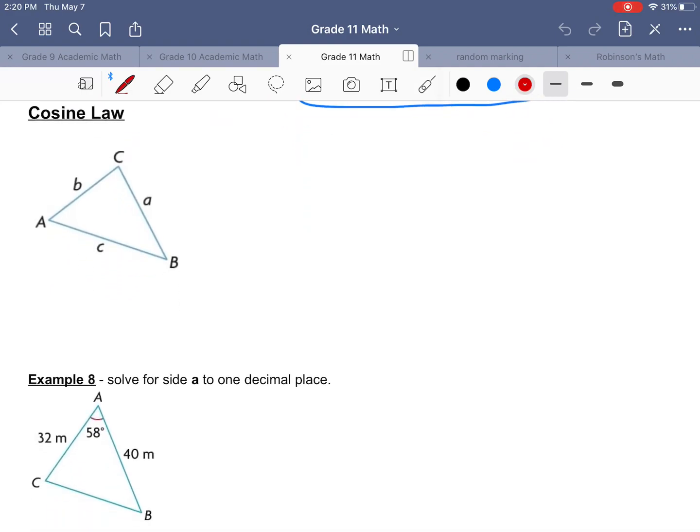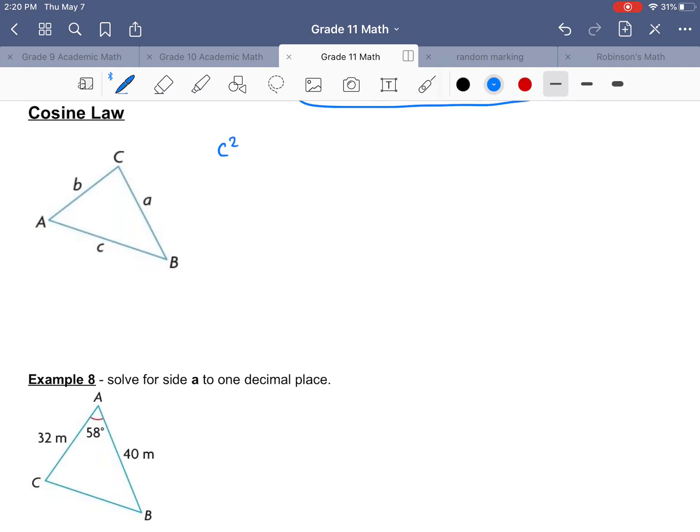The cosine law can be used with triangles that don't have a 90-degree angle. As you can see, the triangle on the left does not have a 90-degree angle. It's not a right triangle. So there's two forms of the cosine law, and one form we use when we are looking for a missing side.